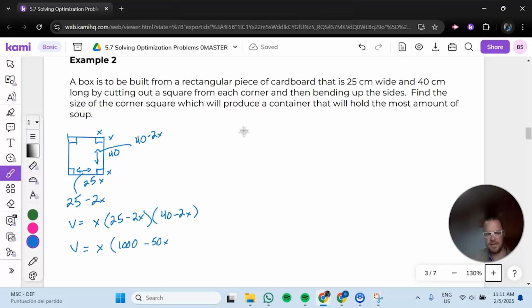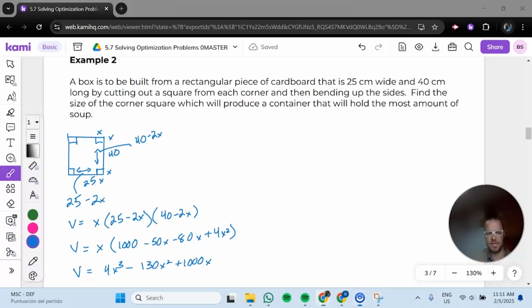Minus 50x minus 80x, and then plus 4x squared. And then, of course, I'm going to plug in that x, so I get 1,000. Actually, you know what? Let's reverse the order. Put it in descending order, so we'll get 4x cubed. Put those together is 130x squared, and then plus 1,000x. All right, so then I can work from my simplified volume equation.